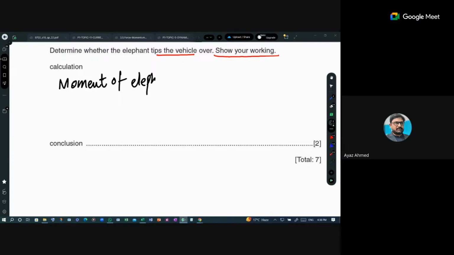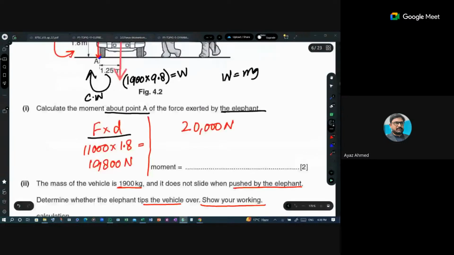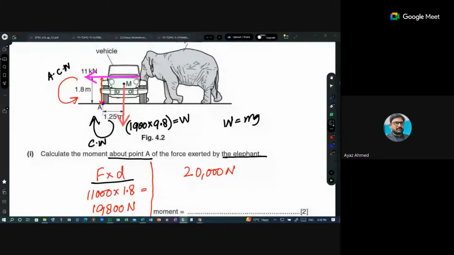Look, this was the force, 11,000 Newton force applied by the elephant. So this is the moment of the elephant. Okay, yes, that was the moment of the elephant. Are you getting it too?